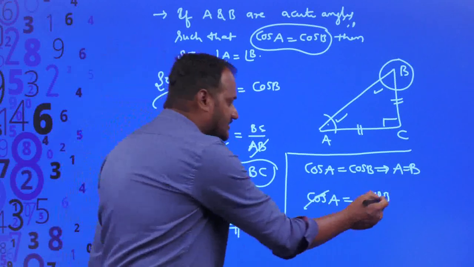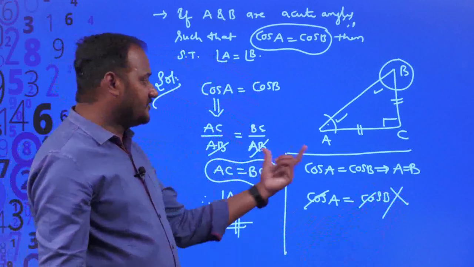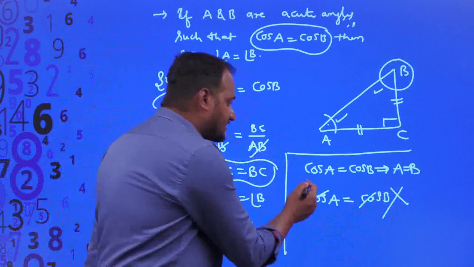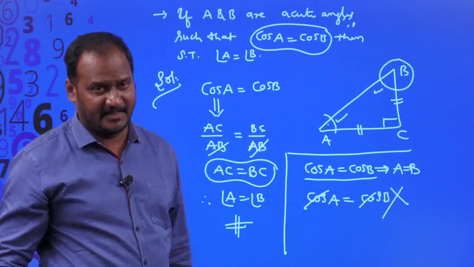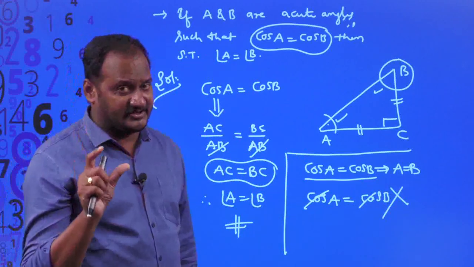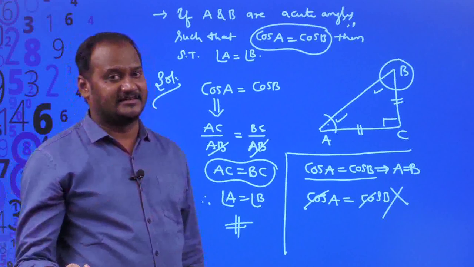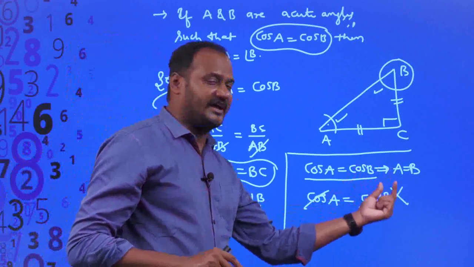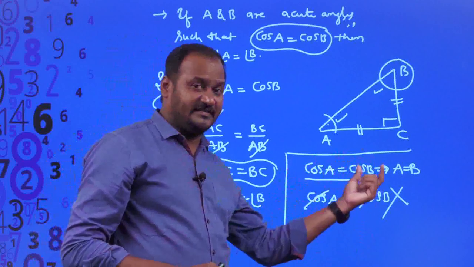So this is not a correct perception. This is absolutely a wrong perception. Here you need to understand one thing: cos A is equal to cos B, where A and B are two different angles. If any trigonometric ratio is equal at two different angles, it means that those two angles are also equal. So cos A is equal to cos B, then A is equal to B.